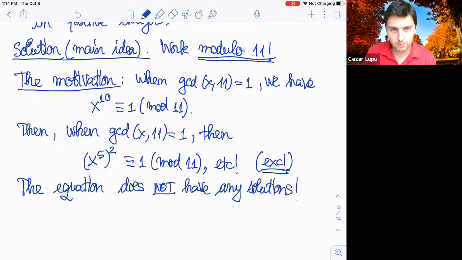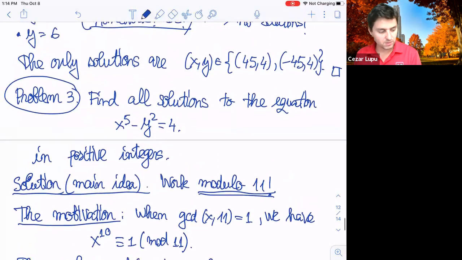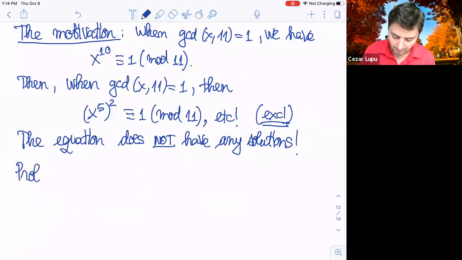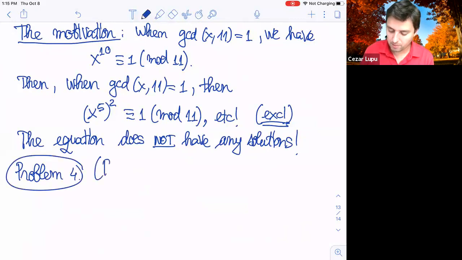Anyway, does it make sense what I'm saying? So that's the main idea. This is a very nice trick. But now, to finish, I want to do something. There is another problem. I don't want to lose too much time, because I want to do problem number 4. And I would like to do this together. And this problem is a Putnam, I think it was a Putnam A5 in 2001.